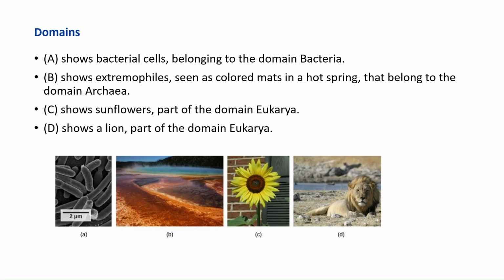These are just some examples. You have some bacteria in here, part of the domain bacteria. This is a hot spring, and these colored things are actually some archaea living in there. They're called extremophiles because they like extreme temperatures. They like hot water. And you have two examples of eukarya. You have plants, you have animals in there.